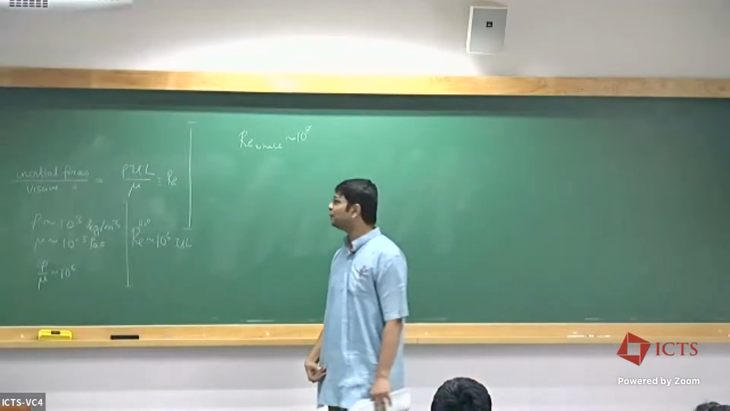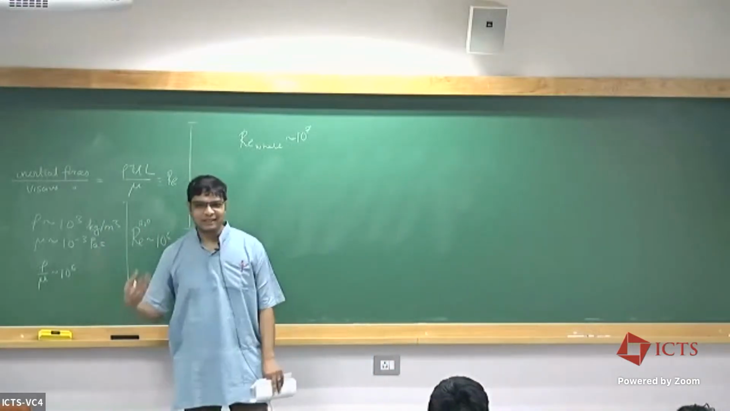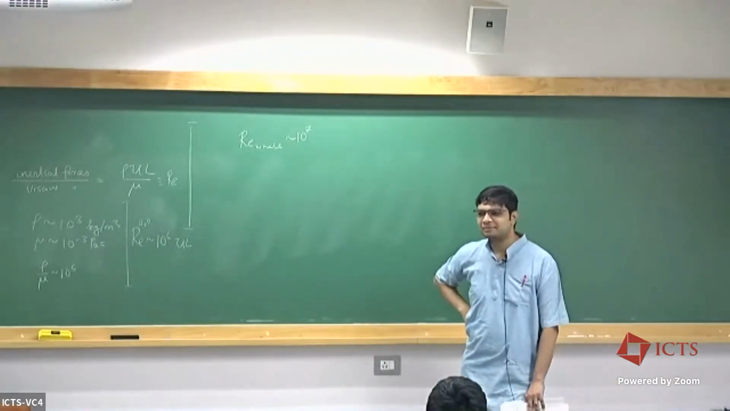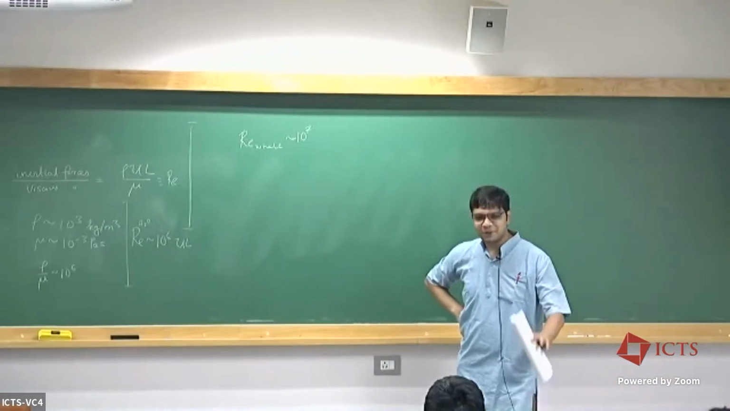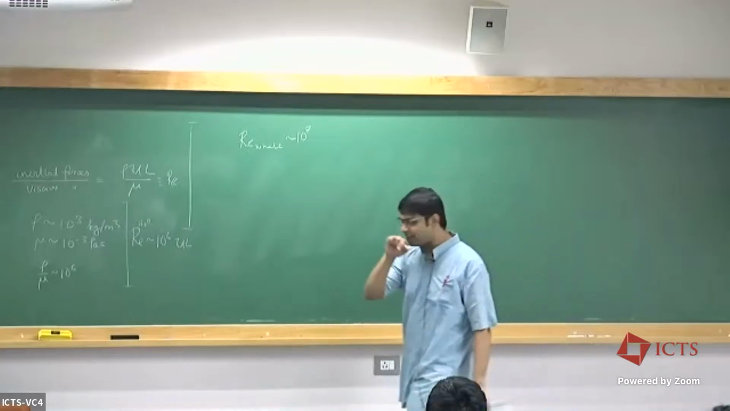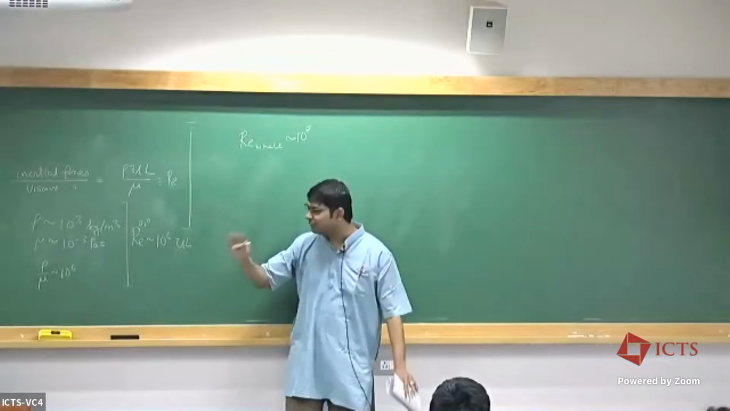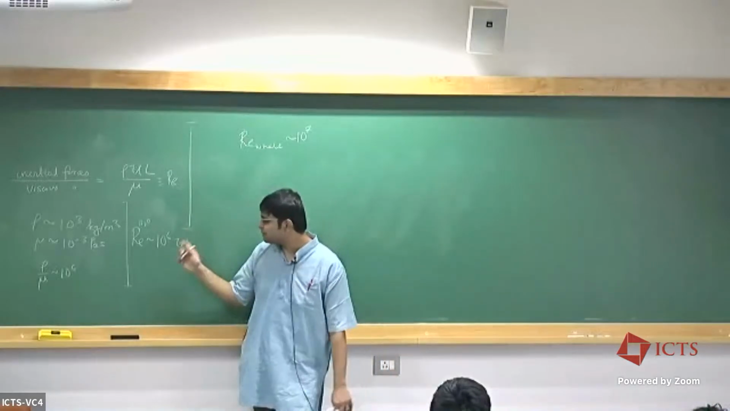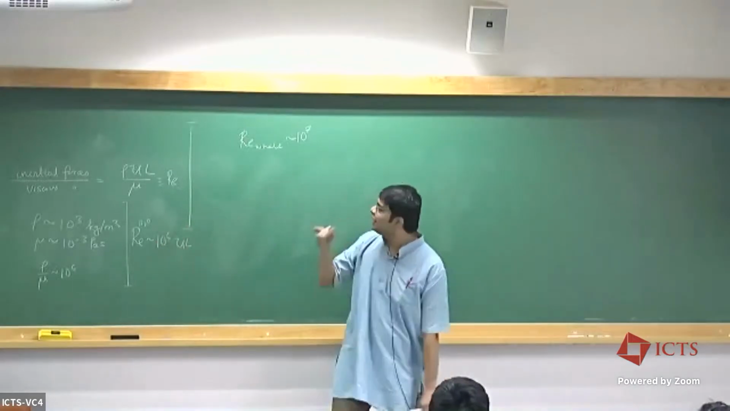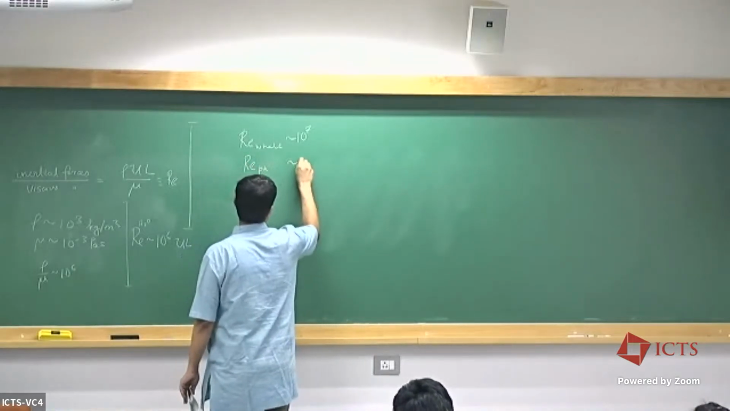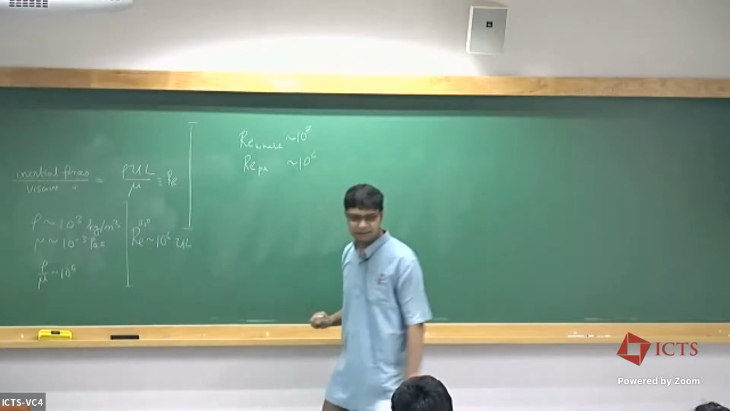What do you think? Is it high, low, or where does he stand? 10 to the power 6. Okay, that sounds like a good estimate, right? He's roughly 2 meters. Okay, he swims very fast. 10 to the power 6 is fine. So the Reynolds number for Phelps is 10 to the power 6. So he's also a high Reynolds guy.